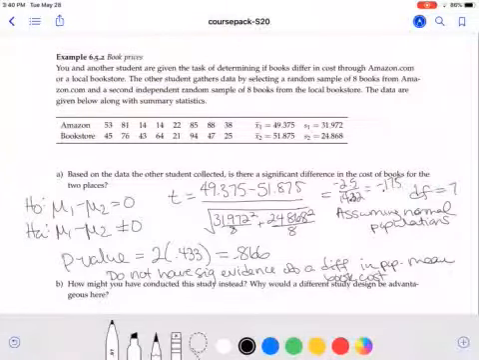So based on this data collected by the other student, we want to know if there's a significant difference in the cost of books for the two places. I've already filled this in so we can run through it quickly because this was the topic of what we did in 6.4. If we have two independent samples, our null hypothesis is that the difference in the two population means is 0, or the means are the same. Here we're looking at a difference, and so our alternative is not equal to 0.